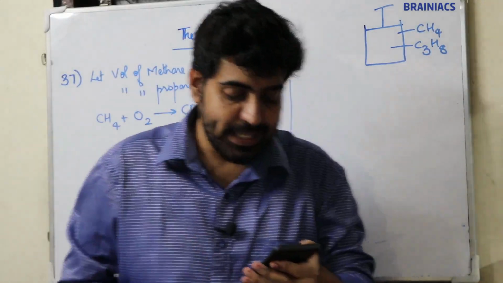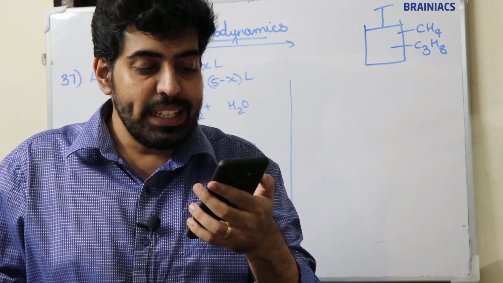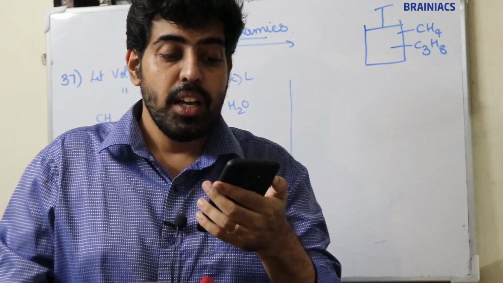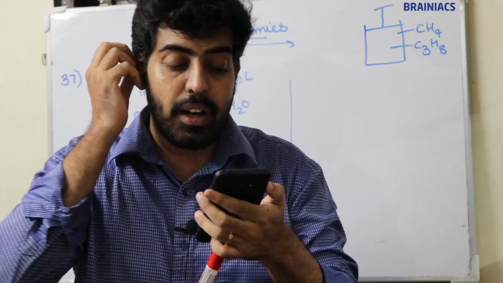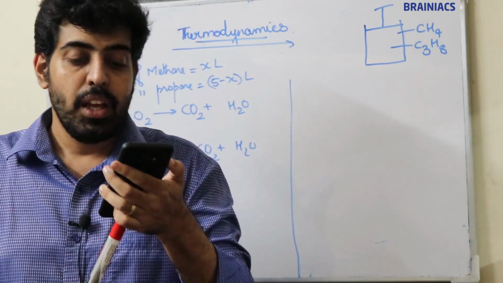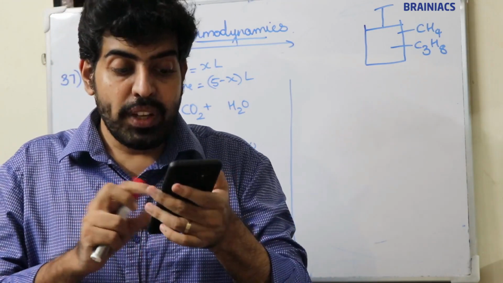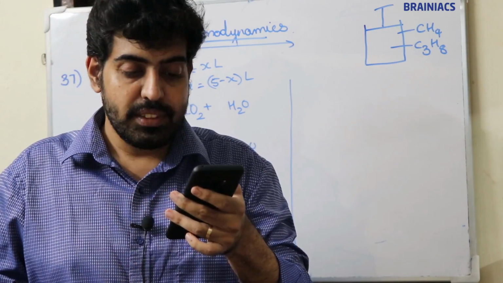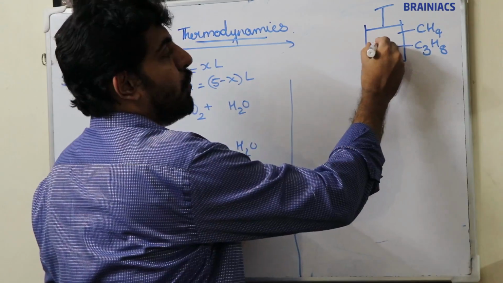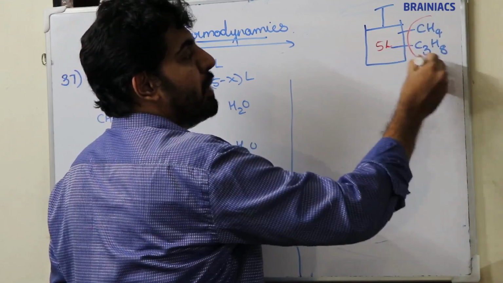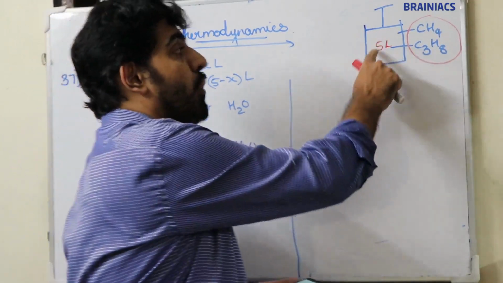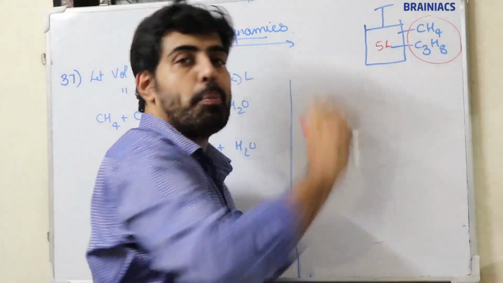So question number 37. When 5 liters of a gas mixture of methane and propane is perfectly combusted at 0 degrees Celsius and 1 atmosphere, 16 liters of oxygen at the same temperature and pressure is consumed. The amount of heat released from this combustion is? So here we are taking 5 liters of a gaseous mixture of methane and propane.